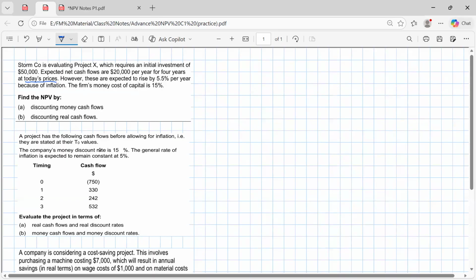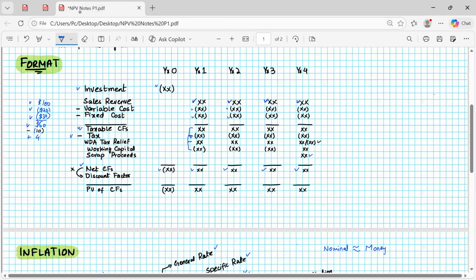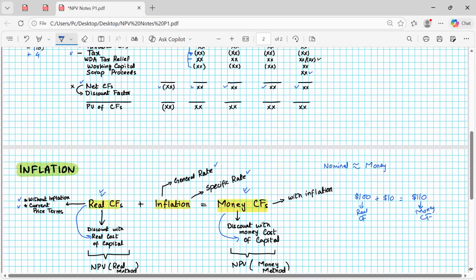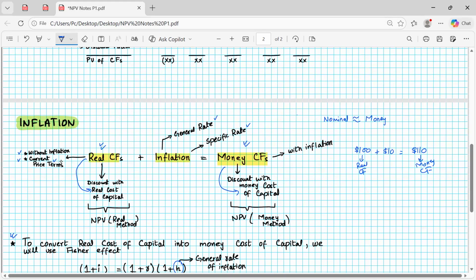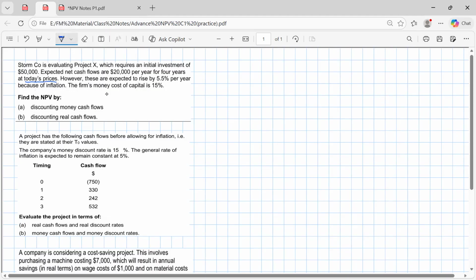If this 20,000 is at today's price, in current price terms, what type of cash flows are these? Real cash flows. Real cash flows are those which do not include the impact of inflation. We just talk about them according to the current price terms, so they are real cash flows.